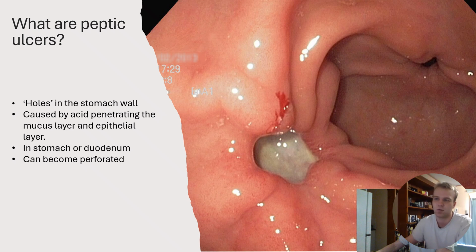They're holes in the stomach wall caused by acid penetrating the mucus layer and the epithelial layer, so getting to that submucosal layer, which can cause bleeding, and even sometimes into the muscularis, which would cause a lot more pain. It happens in the stomach and the duodenum, the duodenum being the end of the stomach where it just gets flushed out. And in some cases, they can become perforated.